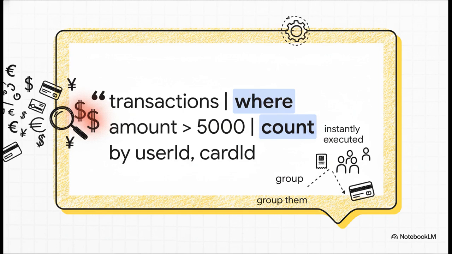And just look at this example. It's so clean and easy to read. It's basically saying in plain English, hey, look at all the incoming transactions, pull out any that are over $5,000, and then group them up by the user and the card they used.